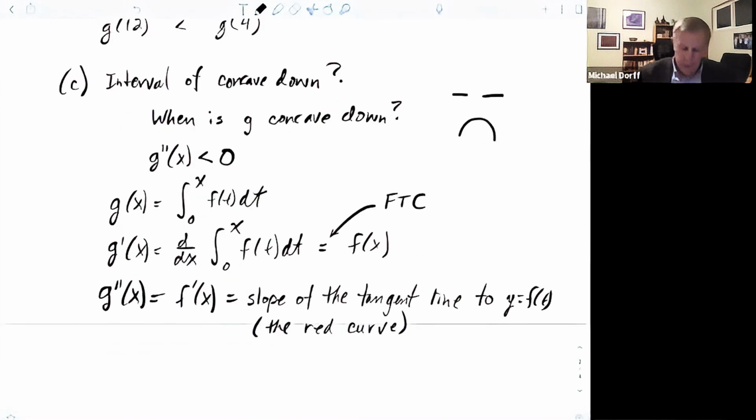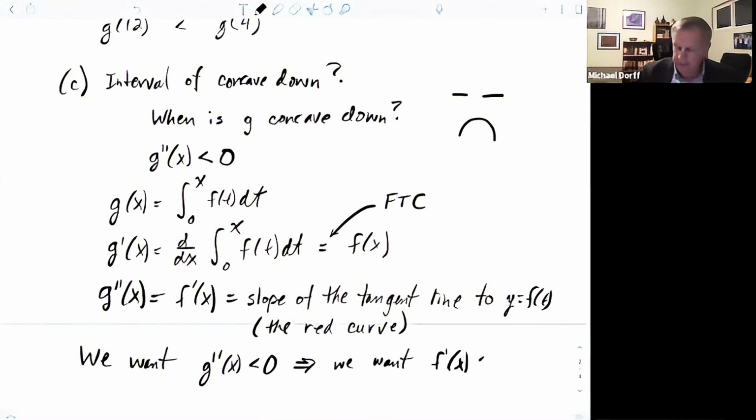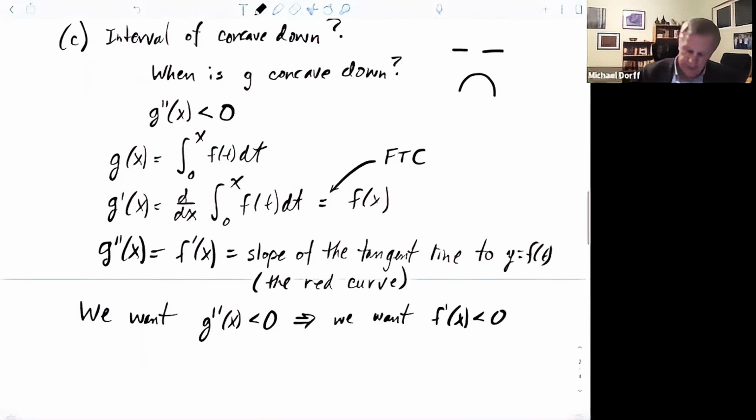So when we want g double prime to be less than 0, which means we want f prime to be less than 0. All right, so that's when the slope of the tangent line is negative. Or in other words, we could also think of this as f prime is less than 0 implies f is decreasing. So the original function is decreasing.